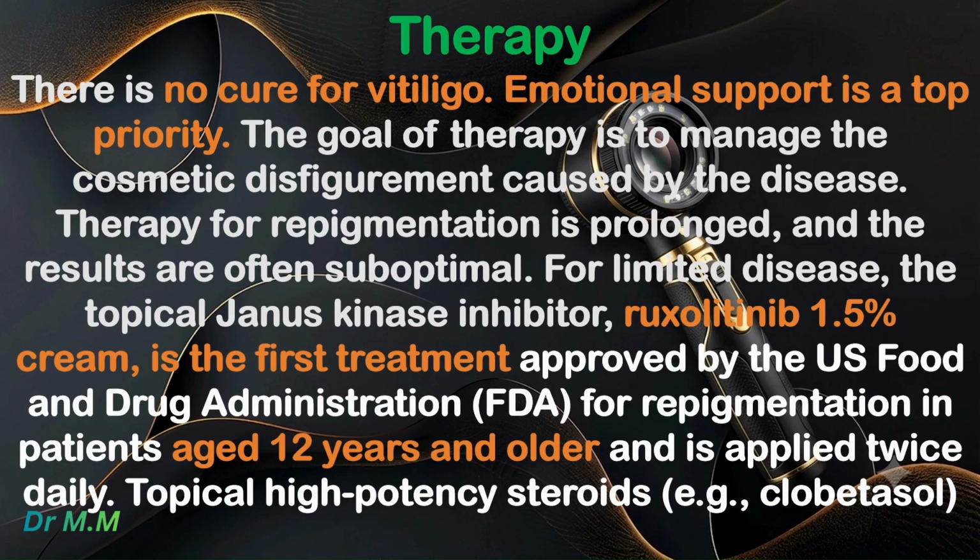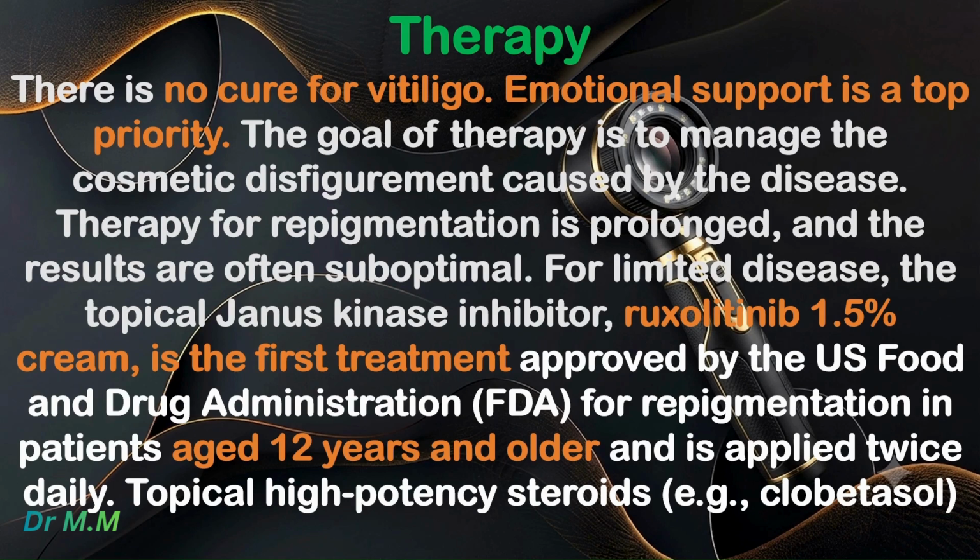Therapy. There is no cure for vitiligo. Emotional support is a top priority. The goal of therapy is to manage the cosmetic disfigurement caused by the disease. Therapy for repigmentation is prolonged, and the results are often suboptimal. For limited disease, the topical Janus kinase inhibitor, Ruxolitinib 1.5% cream, is the first treatment approved by the U.S. Food and Drug Administration, FDA, for repigmentation in patients aged 12 years and older and is applied twice daily.